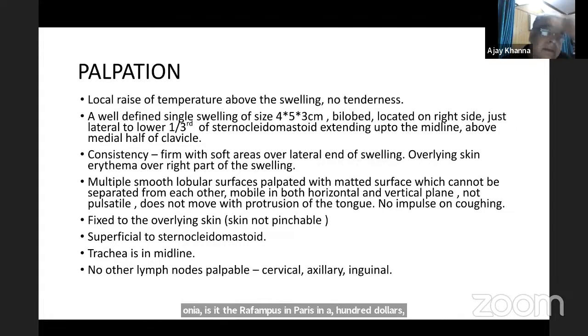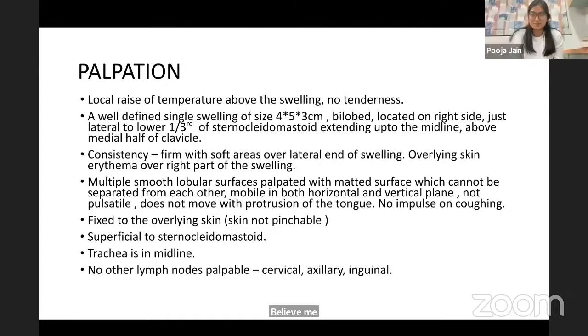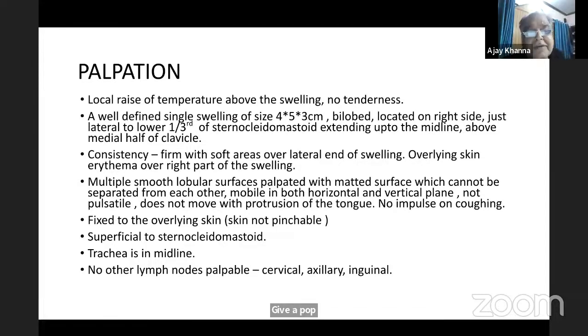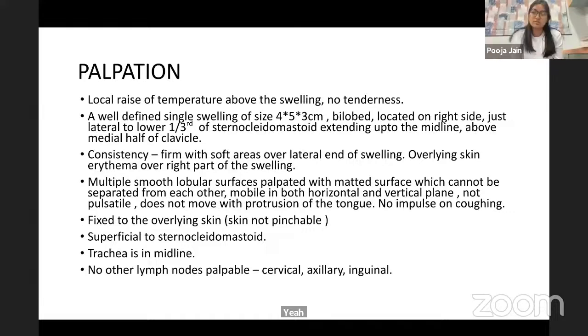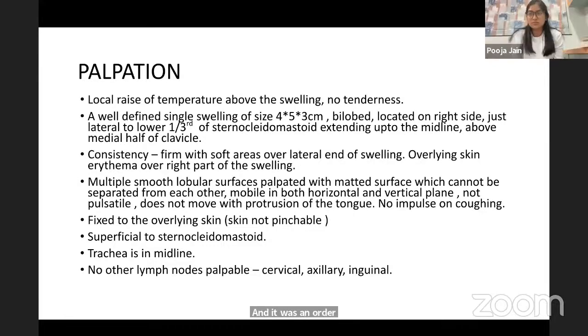Was the CBNAAT positive in this patient? What was the question asked, Pooja? You answer what is asked. The questions which are not asked, you do not get credit for. But if you are speaking wrong, you will definitely get discredit. Believe me. Yes, sir. Was the CBNAAT positive? Yes, sir. CBNAAT was positive. And it was not resistant to rifampicin? Yes, sir. Okay.